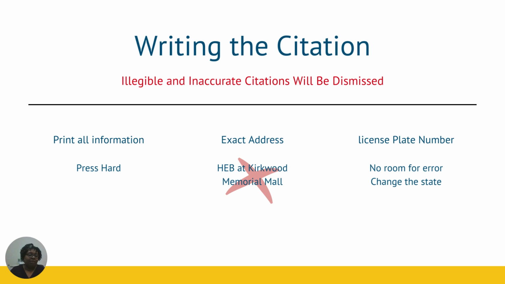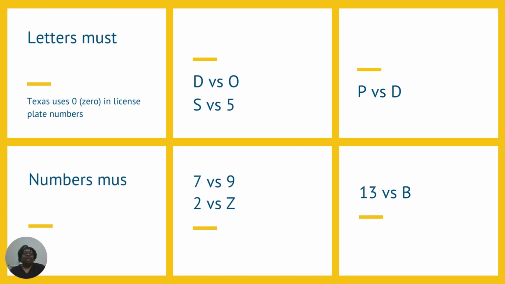You have to use an exact address. You can't use addresses such as HEB at Kirkwood, the Galleria Mall, or Memorial Center Mall. You have to use an exact address. Do a Google search and the exact address will come up for you. And make sure your license plate number is correct. There's no room for error. One letter or one number off will not find the right registered vehicle owner, and the citation will be thrown out. So be very, very careful when you write down the license plate number. Here are some letters that are commonly confused when they're written.